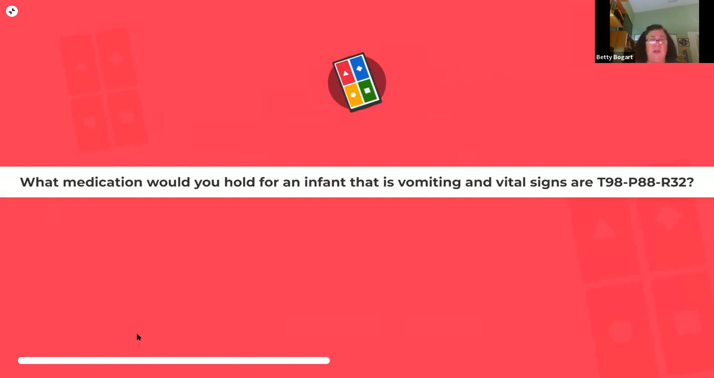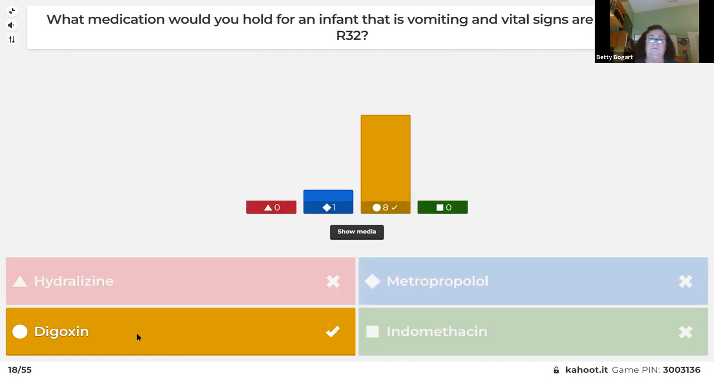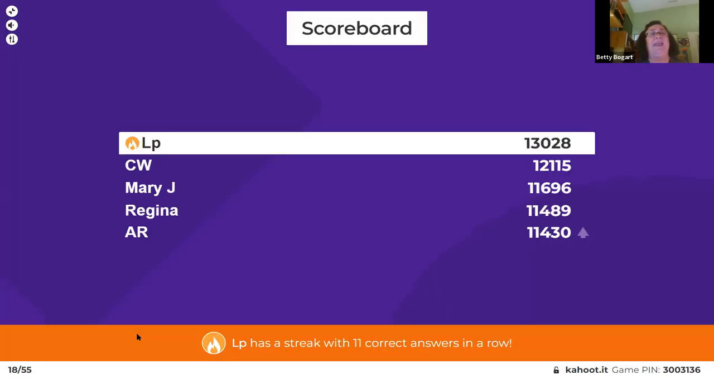What medication would you hold for an infant that is vomiting with vital signs 98, pulse 88, respiratory rate 32? If they were on any of these medicines, would you say, no, I'm not going to give that? Remember, one of the signs of DIG toxicity is nausea and vomiting. Of course, those yellow spots, but an infant can't tell you that, okay? And then, of course, a decreased heart rate. You're going to hold it, tell the doc, and you're going to do a digoxin level. All they can show you is heart rate and vomiting. So that is what you look for in DIG toxicity in an infant, because they can't tell you how they feel.